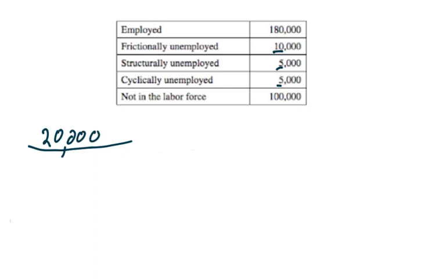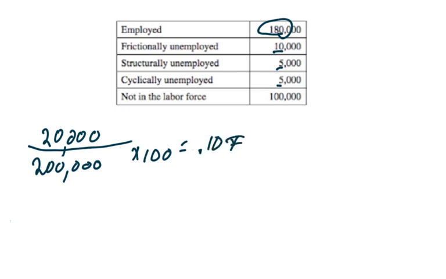Now, what about my labor force? It says 180,000 are employed, but if I put 180,000 here, I would be incorrect because that's just the number of people that are employed. It doesn't tell me the people that are in the labor force but still looking for work. For that, we have to add our unemployed people. So that needs to be 20,000 over 200,000 times 100, and that should give us 0.10, which turns into 10 once we multiply it times 100.